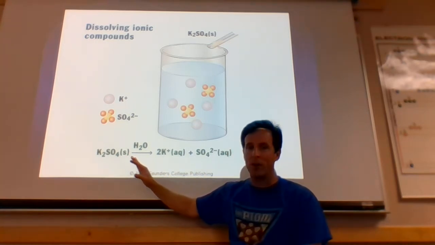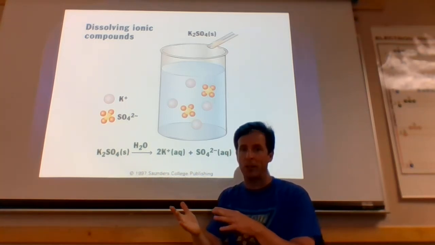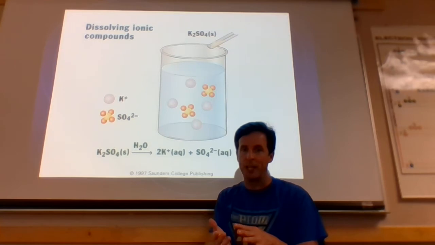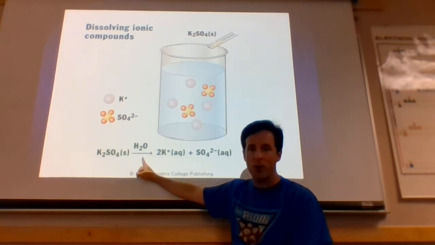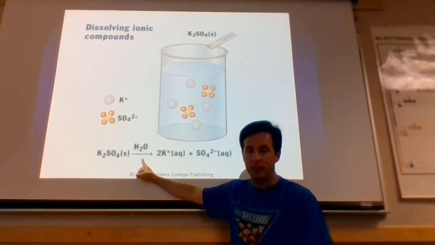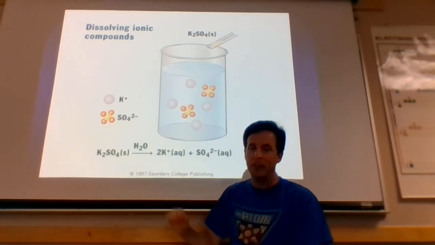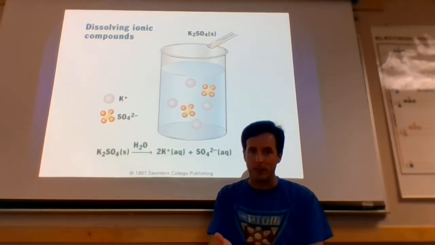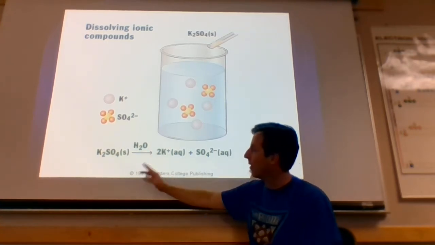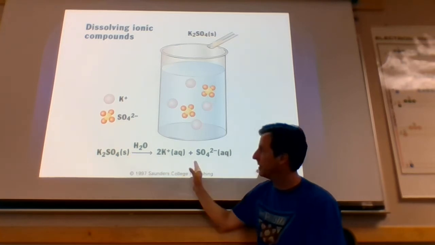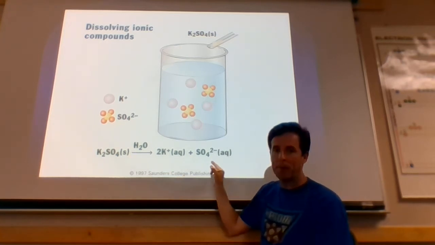Now, again, the water is not going to show up as a reactant or a product. It's just helping me change my physical state. That's why it's on top of the arrow in this reaction, because it's not a reactant or a product. This isn't a true chemical reaction here, okay? But I add the water, potassium sulfate changes states, but also the ions come apart.